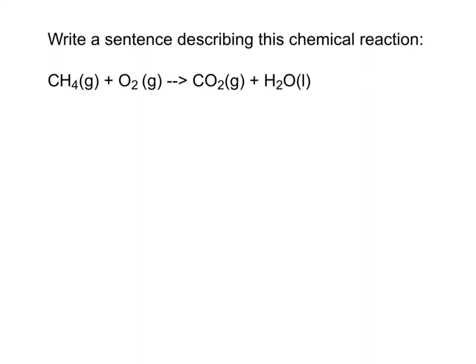For one more post-video practice question, let's take one the other way. Here it is written in chemical symbol form, and we have a reaction equation, and I want you to write a sentence that describes that reaction. So we have CH4 with the little g in parentheses after it, plus O2, again with the little g, an arrow, CO2, again with the g, plus H2O with an l in parentheses after it as our products. Write a sentence that describes that chemical reaction. Give that a try, and we'll practice these some more the next time in class.